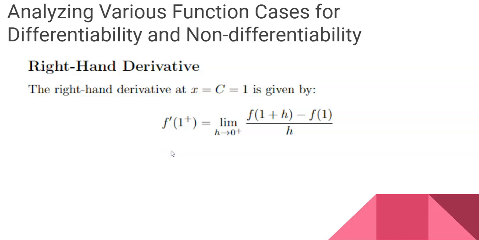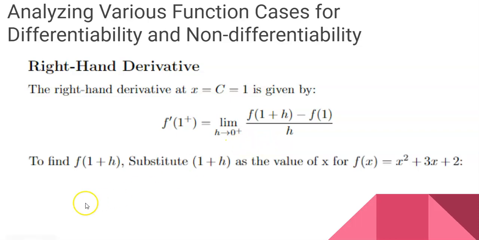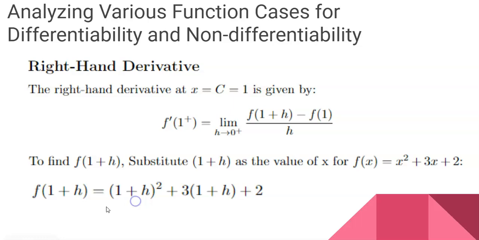Now let's substitute 1 for c. So we have f prime of 1 from the right is equal to the limit of f of 1 plus h minus f of 1 over h as h approaches 0 from the right. To find f of 1 plus h, substitute 1 plus h as the value of x for f of x equal to x squared plus 3x plus 2.